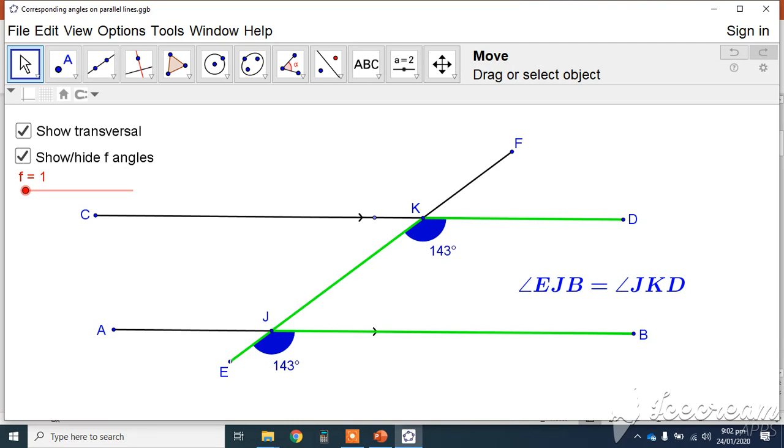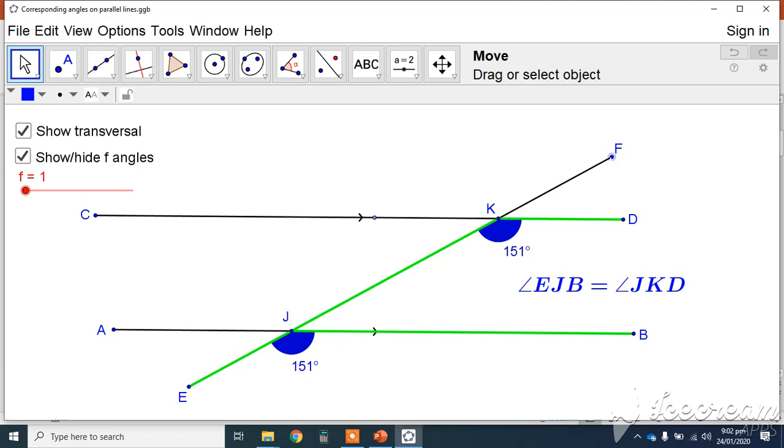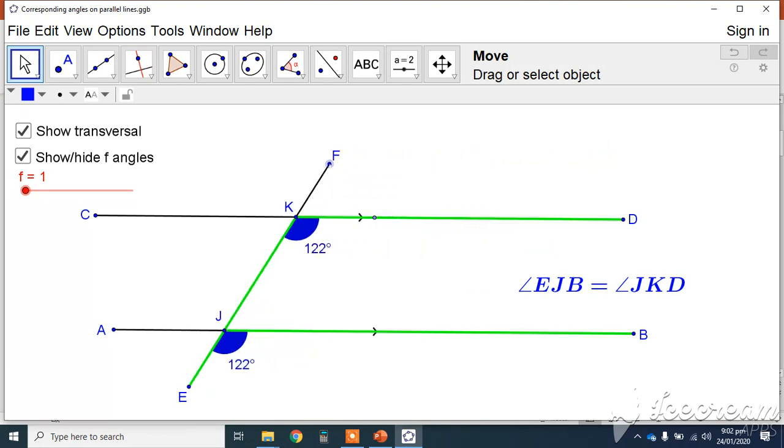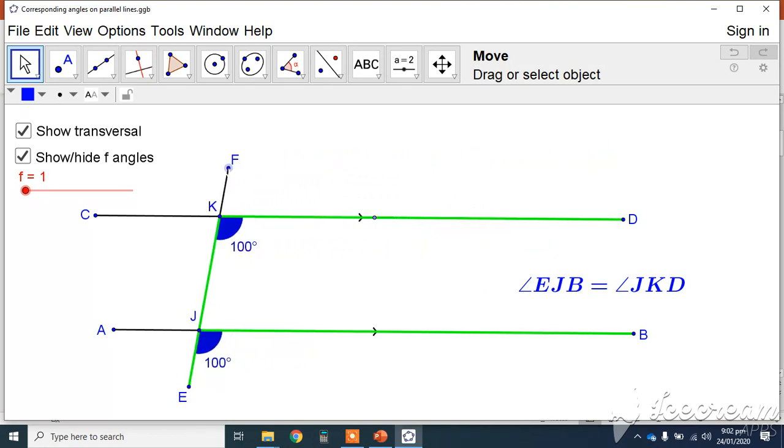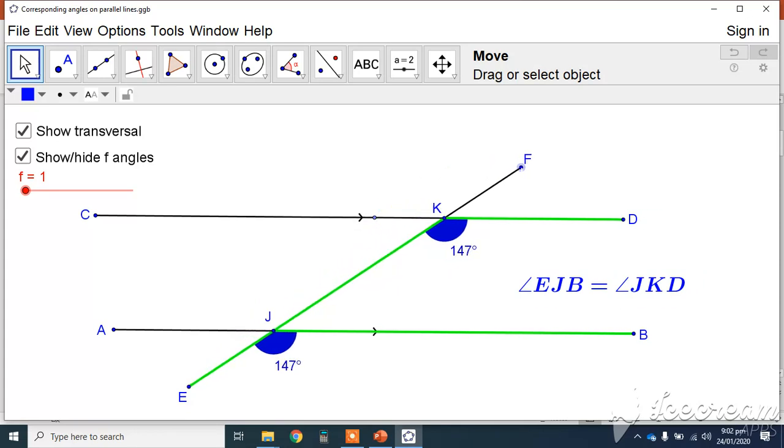Right, here's a pair of corresponding angles. This angle is 144 and this angle is 144. So angle EJB is the same as angle JKD. So these two angles are equal. They are called corresponding angles, right? It doesn't matter what I do with the transversal. If I muck around and move it, you can see that they are corresponding and they are always equal.